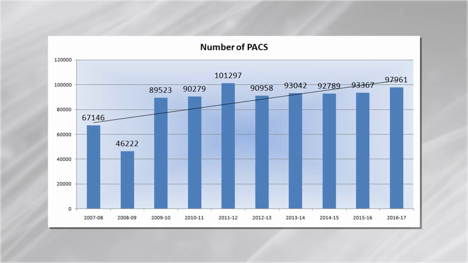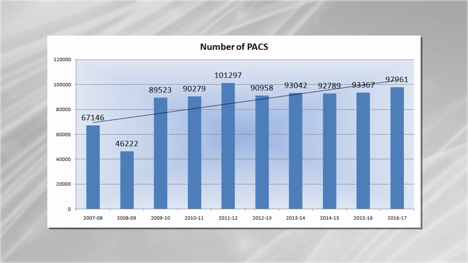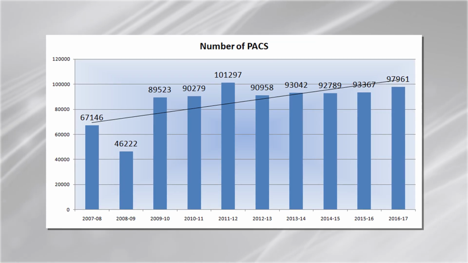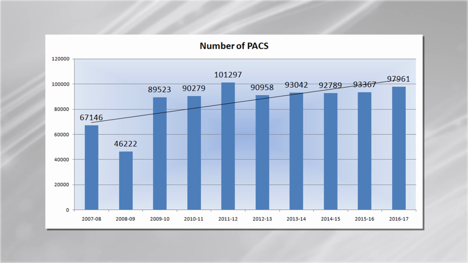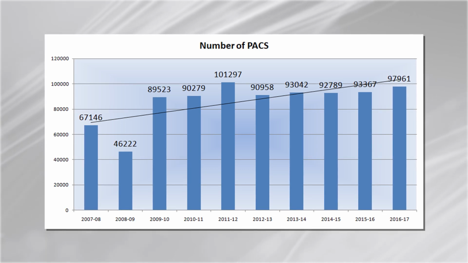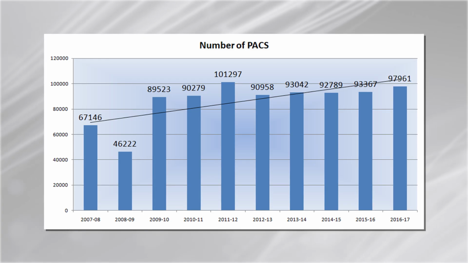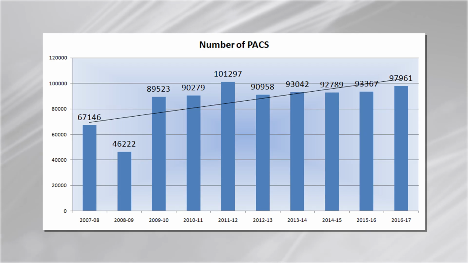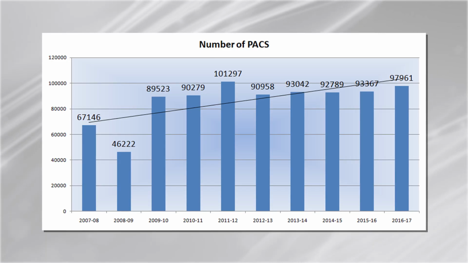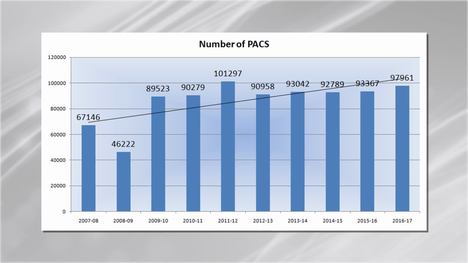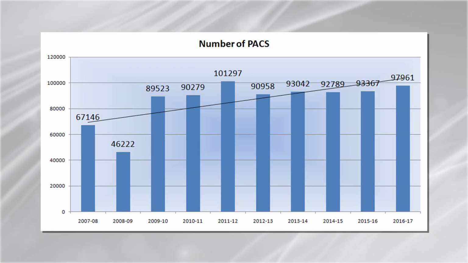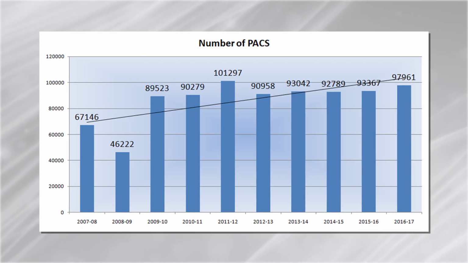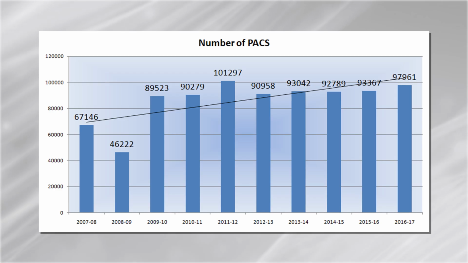Here we can see the growth of the primary agricultural credit societies, and the numbers are increasing over the period of time. In the last 10 years, you can see the trend here. In 2007-8, we had 67,146 primary agricultural credit cooperative societies, which has reached 97,961 in the year 2016-17. So in the last 10 years there is a continuous growth in the number of the primary agricultural cooperative societies.